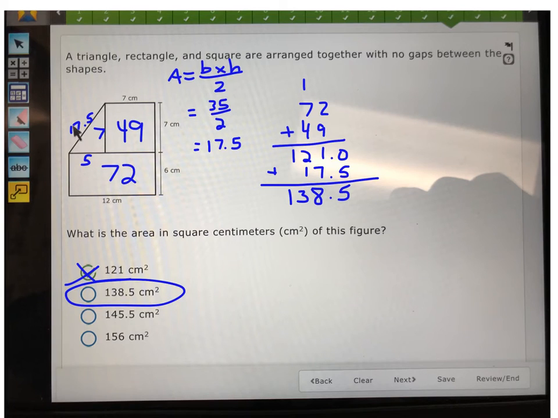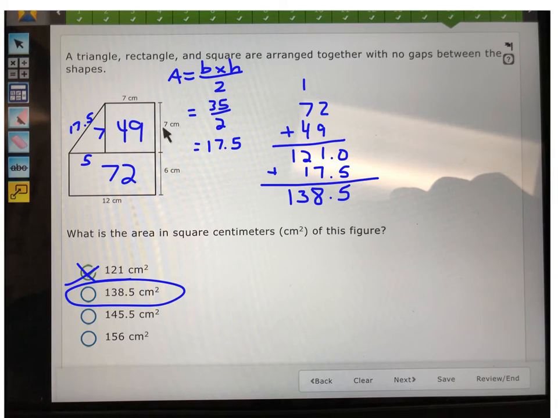If this continued up and made another big rectangle or square right here, this would be 12 across minus the 7, leaving me the 5 on the base. So I do 5 times 7, which is 35, and then I divide that by 2, and I get 17.5. So the area of this triangle is 17.5.